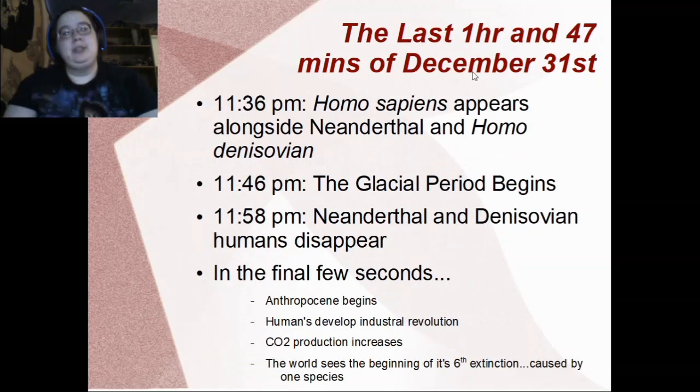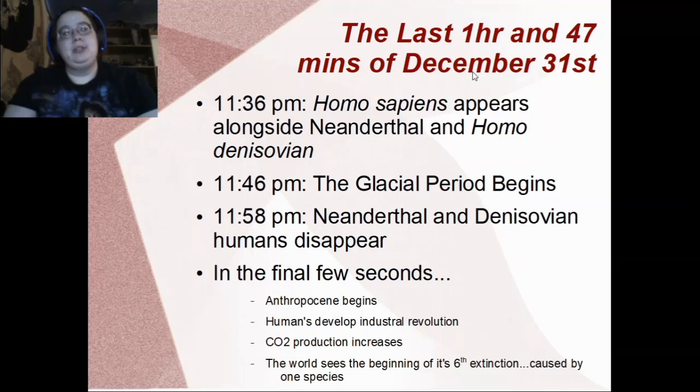At 11:36 p.m., Homo sapiens appear alongside Neanderthal and Homo denisovians. Again, all three of us evolved pretty simultaneously. That makes sense because there's a lot of different ways for a species to evolve, and multiple species means chances are one, if not a couple of them, are going to survive. We know that Neanderthal did survive, actually, by breeding with Homo sapiens. And even though the majority of them eventually die out and they no longer are considered their own species, their genetics still live within us.